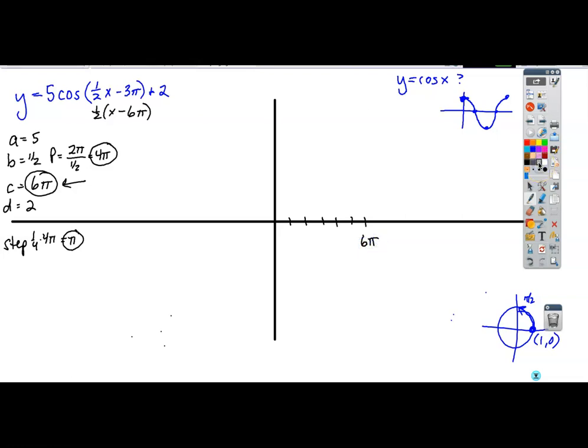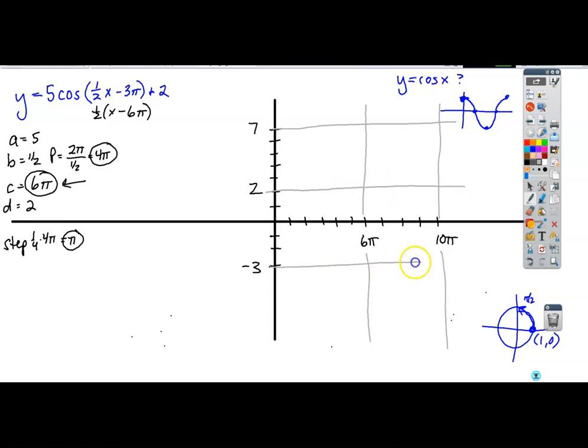That's going to be the beginning of my period. And then I need to go a total of 4 pi. So 1, 2, 3, 4, which would land me at 10 pi. Okay, so there's my beginning and end. Each step is pi. We already know that. And then let's do my y-axis. So my y-axis is I shift up 2. So my x-axis is going to shift up 2. And then from there, I'm going to go up and down 5, which would be 7. And 1, 2, 3, 4, 5, which would be -3. So there's my high, my equilibrium, and my low.